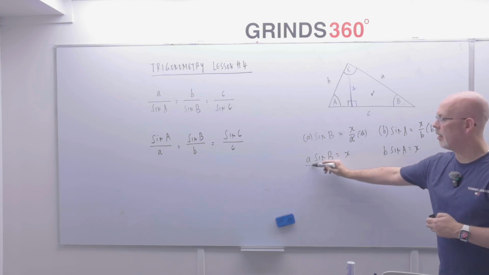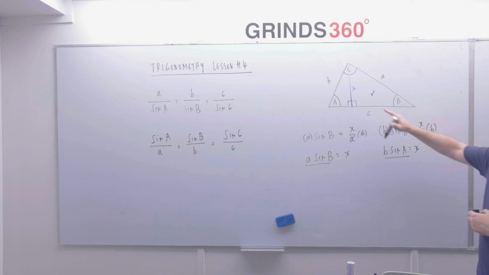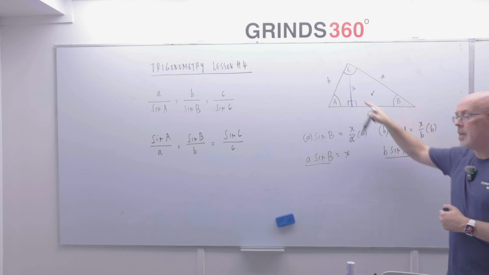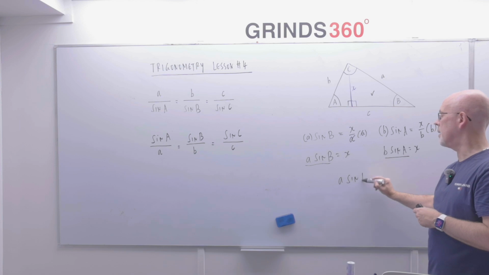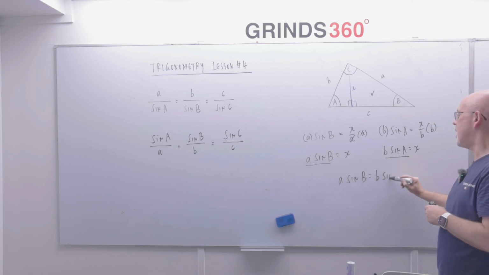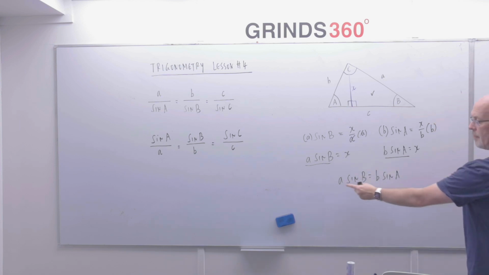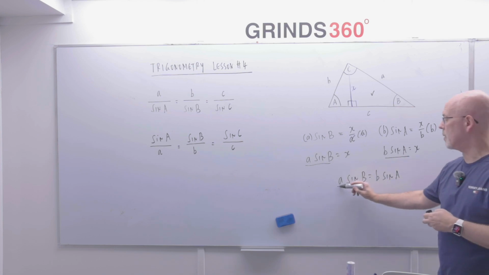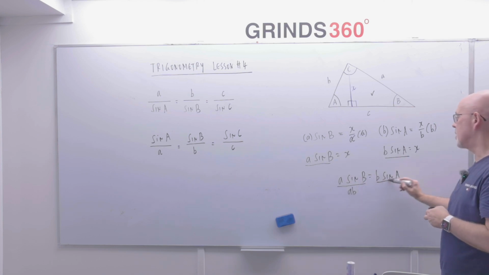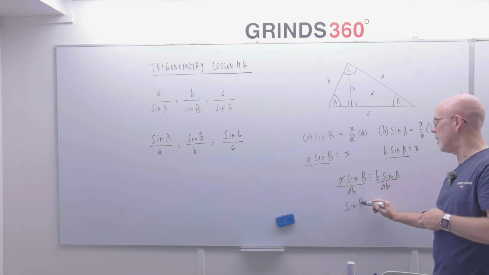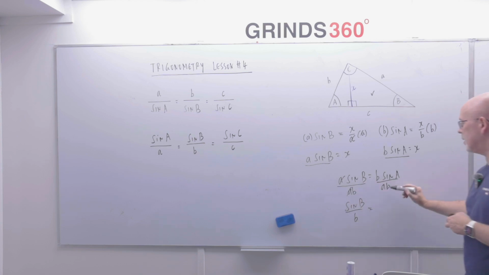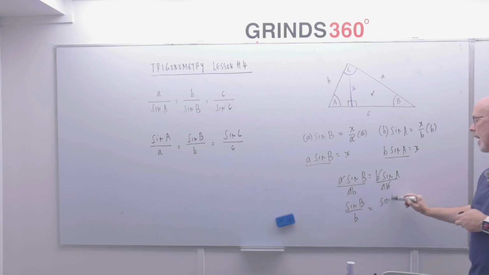So this here and this here are both what x is equal to. If these are both equal to x, they must be equal to one another. So I get a sine B is equal to b sine A. And you can see then if I divide both sides by ab, the a's will cancel here, I get sine B over b. And over here, the b's will cancel, I get sine A over a.